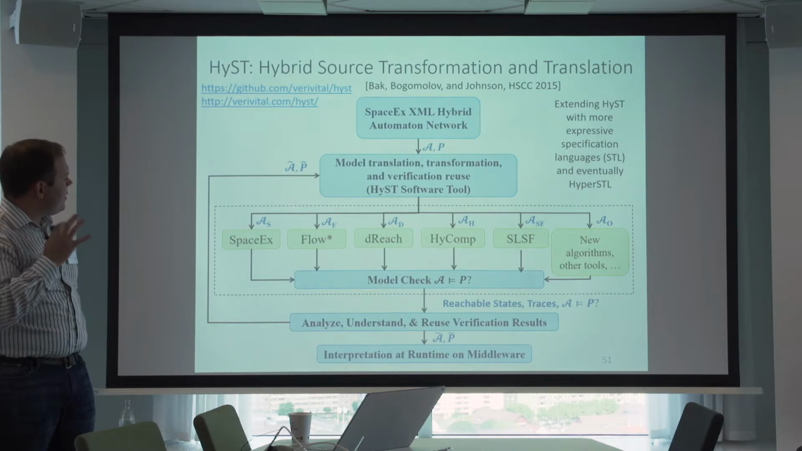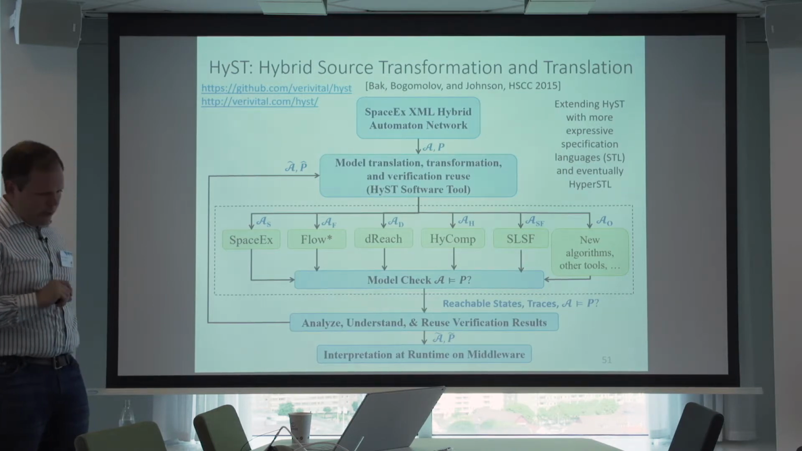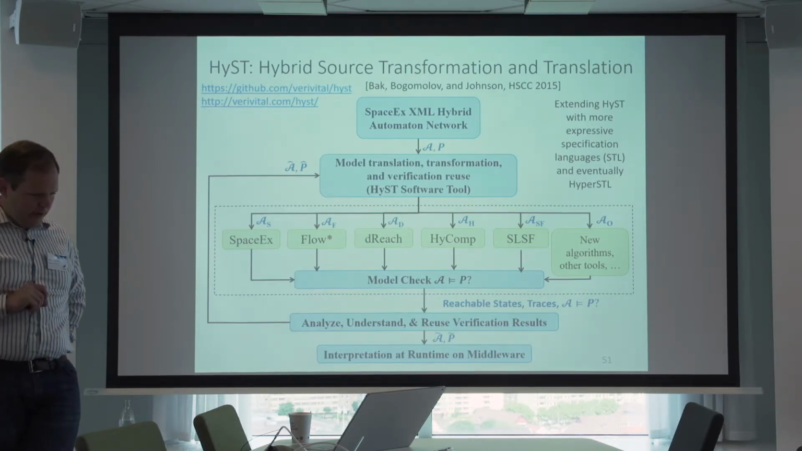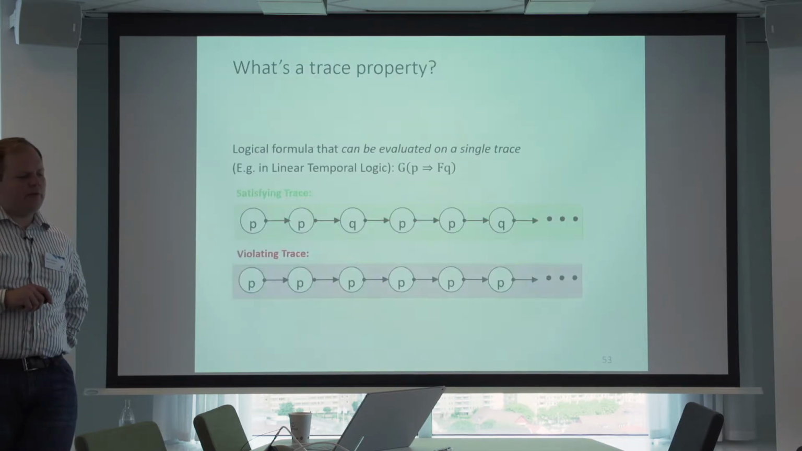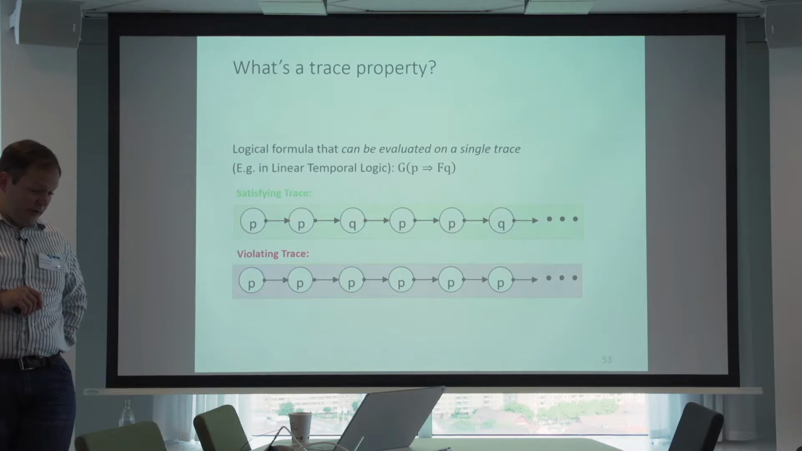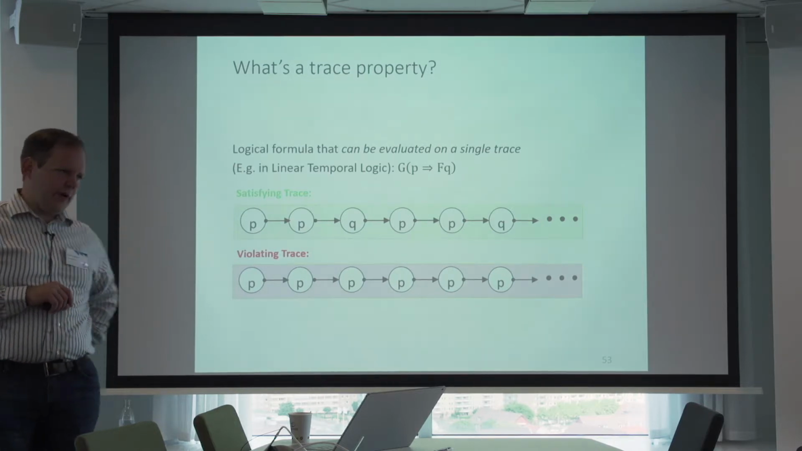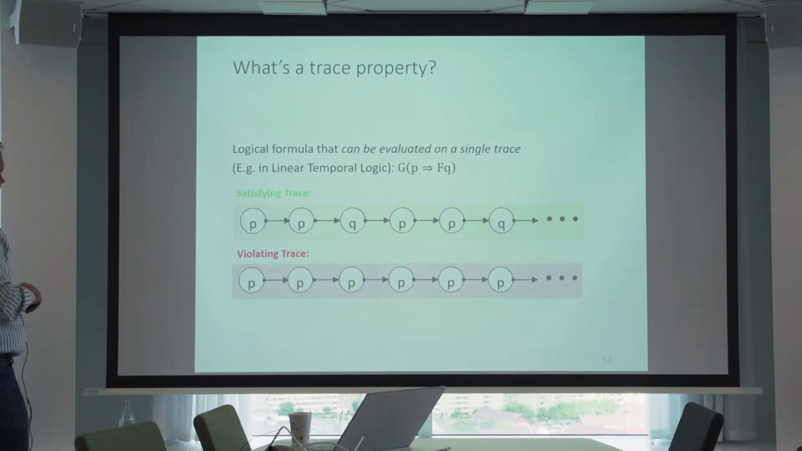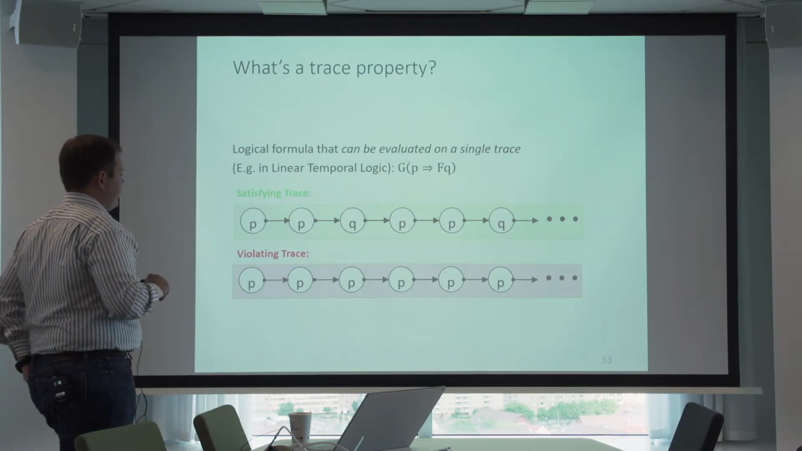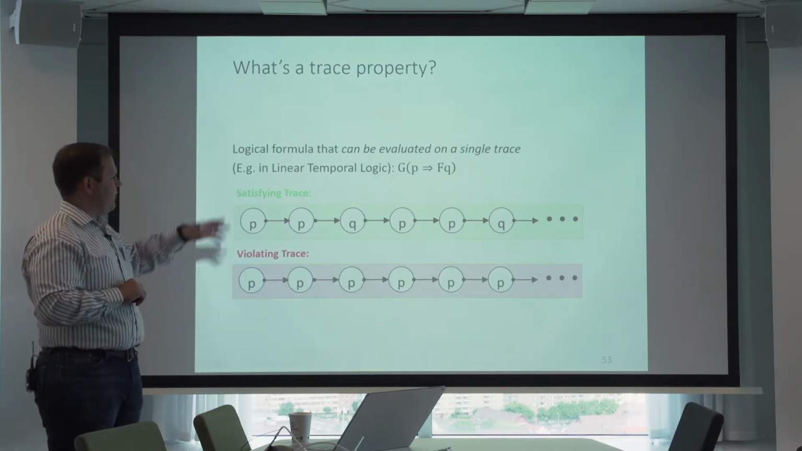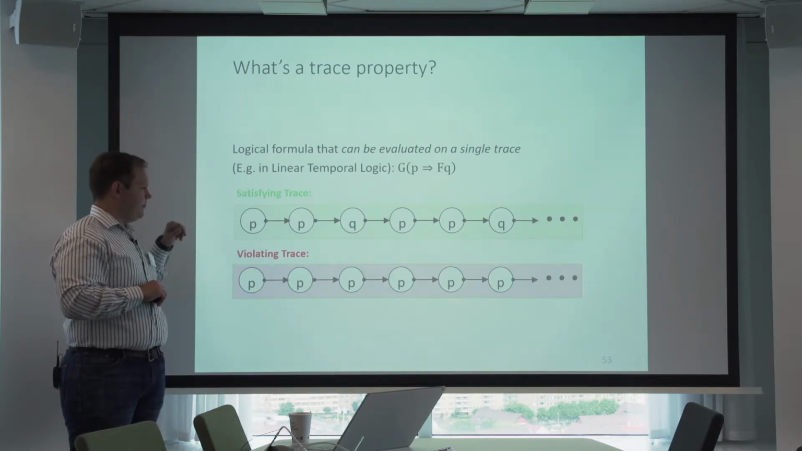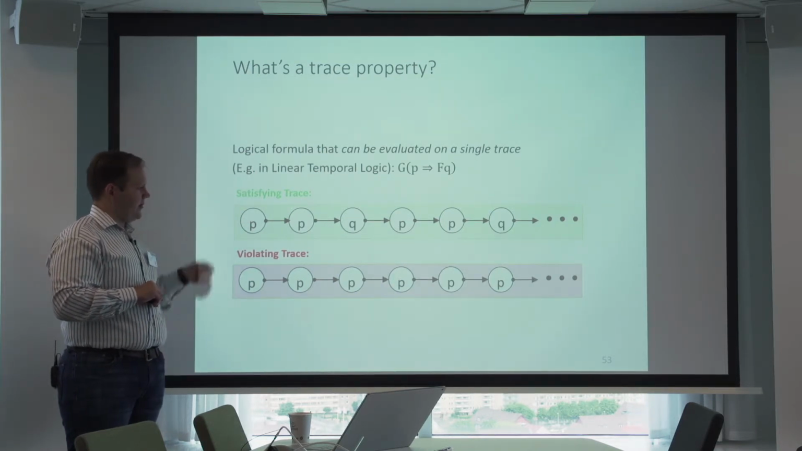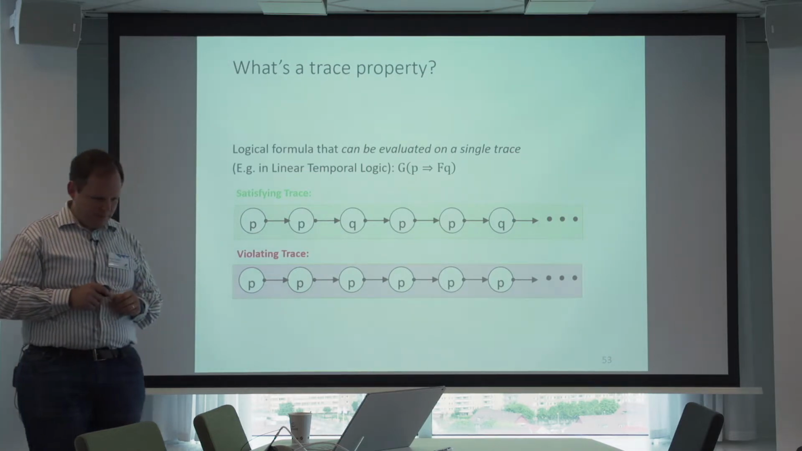So another talk for that. One thing we're doing within HIST, which I've mentioned previously, is extending specification languages for that. I just want to talk briefly about what hyperproperties are, which are a generalization of normal properties. A normal property, or trace property, is some formula that can be evaluated on a single trace, like things in LTL. So we can find a trace that satisfies or violates this.